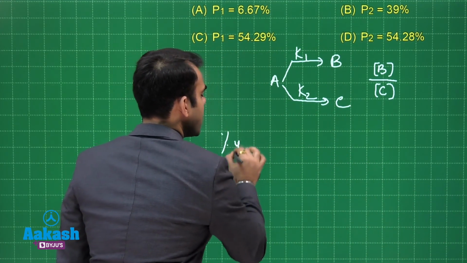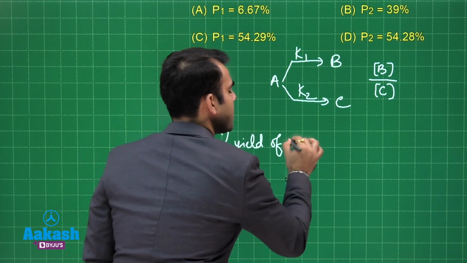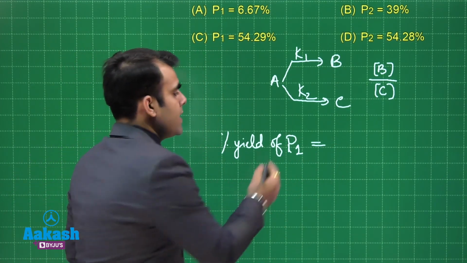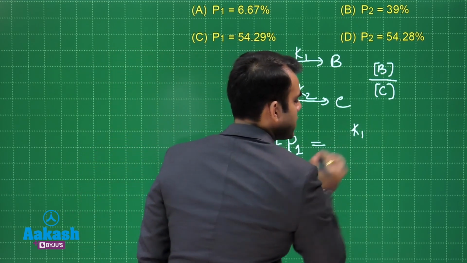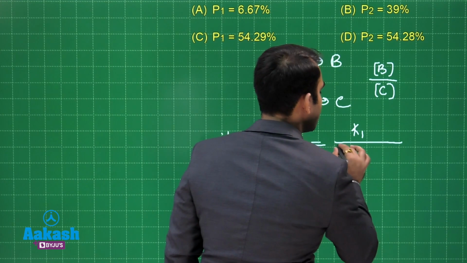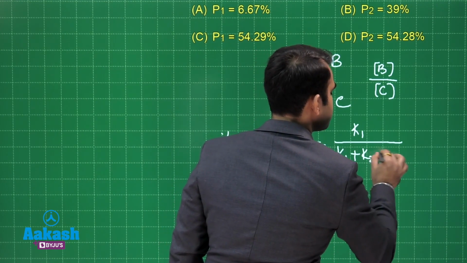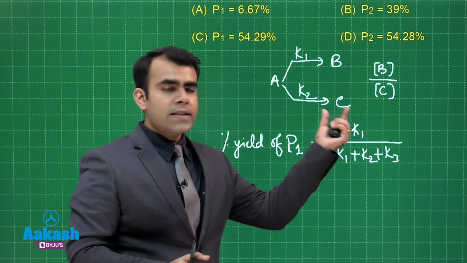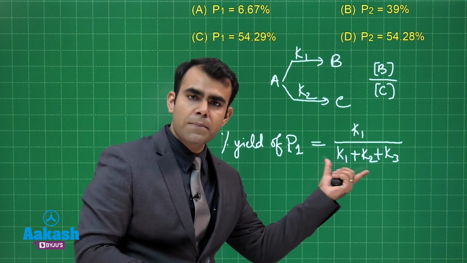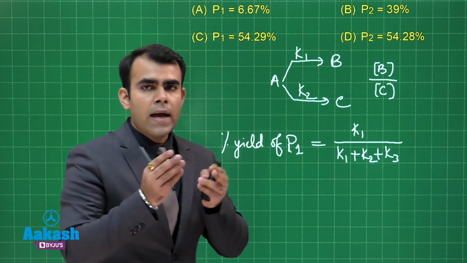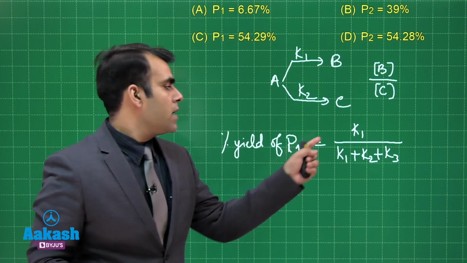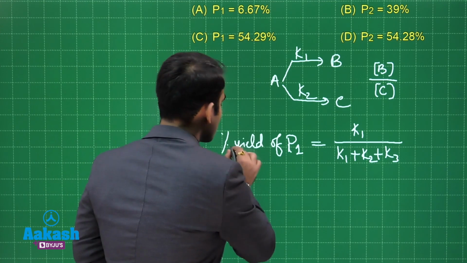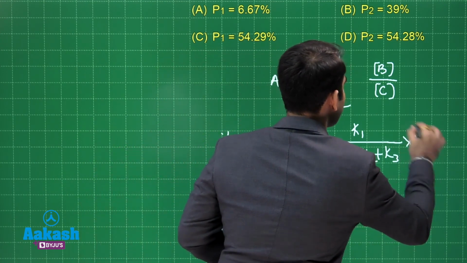that the percentage yield of P1 is equal to the rate constant for the formation of P1 divided by the overall rate constant, that is K1 plus K2 plus K3, because it is basically the amount of P1 upon the total amount, and we know that this ratio remains proportional to the ratio of rate constants. And here we want the percentage yield, so we have to multiply it by 100.